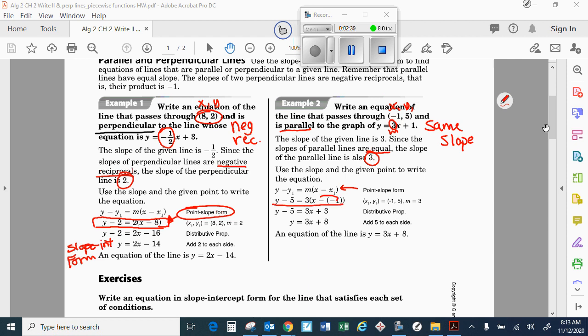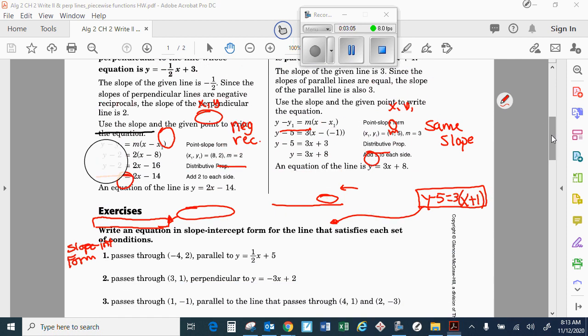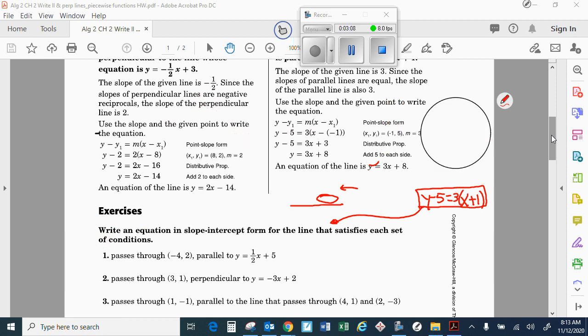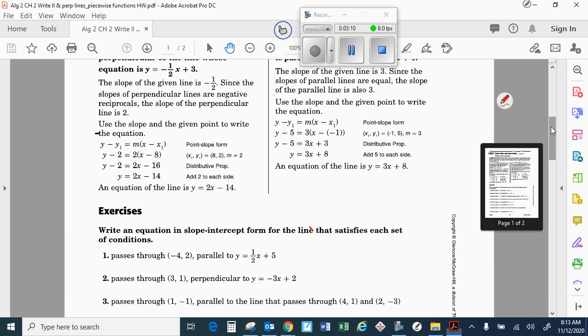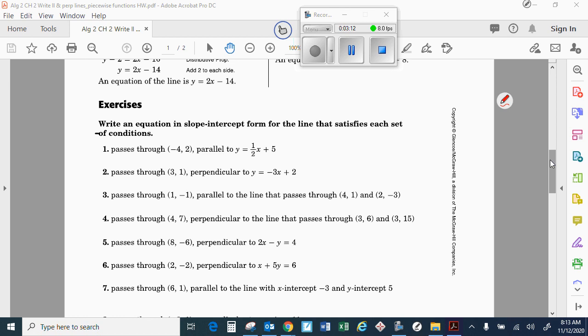Now you can't leave it like this. You'd have to do the multiplication of negative times a negative, which is a positive. And so you could leave it as y minus 5 equals 3 times the quantity x plus 1. And that's point slope form, simplified. Or you can distribute through and add the 5 across and put it into slope intercept form. All right, that does that side. Now let's go to the other side. I'm going to erase all this now. Okay, other side of the page.